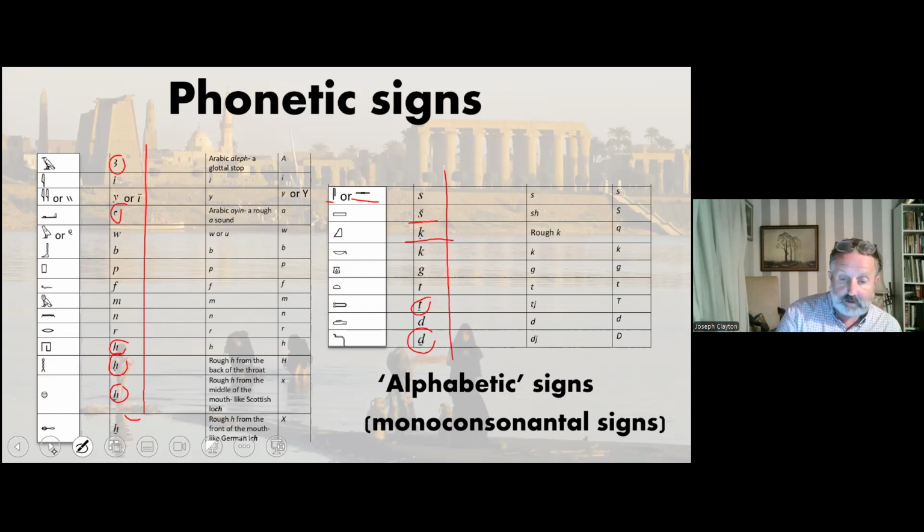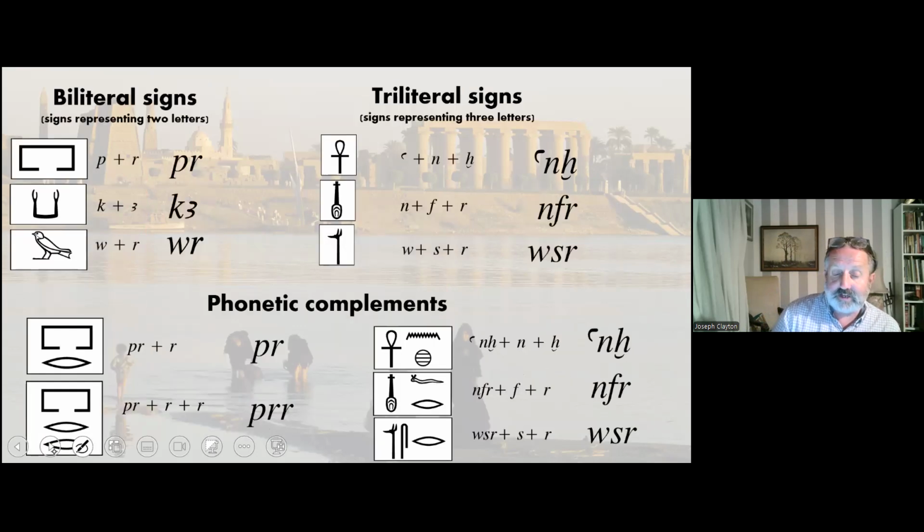Right. Okay. Now, different types of phonetic signs. We've got biliteral signs, and as the name suggests, they represent two letters. So we've got this one, per, so that's P plus R, it's like per, okay? Car is K plus Aleph, which is car. Yeah. Wer, the swallow, W plus R, okay?